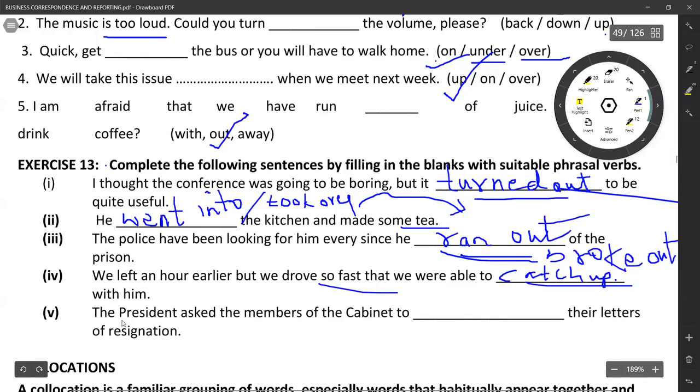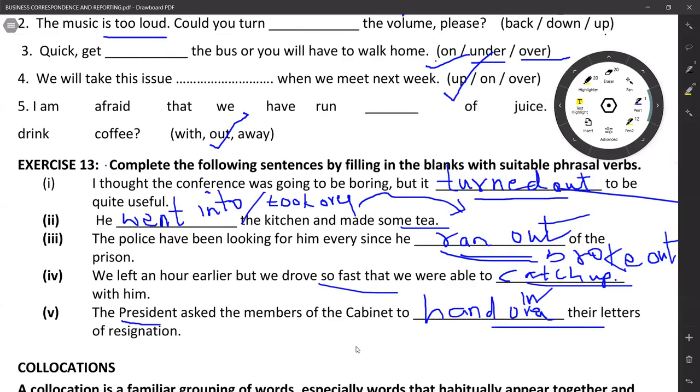Come on. The president asked the members of the cabinet to dash their letters. Hand over. Correct. Hand over is submit. You can also say hand in. You can also say hand over. Hand in, produce, hand over, submit. Both are correct. Okay. Clear, guys? Any doubts with this?